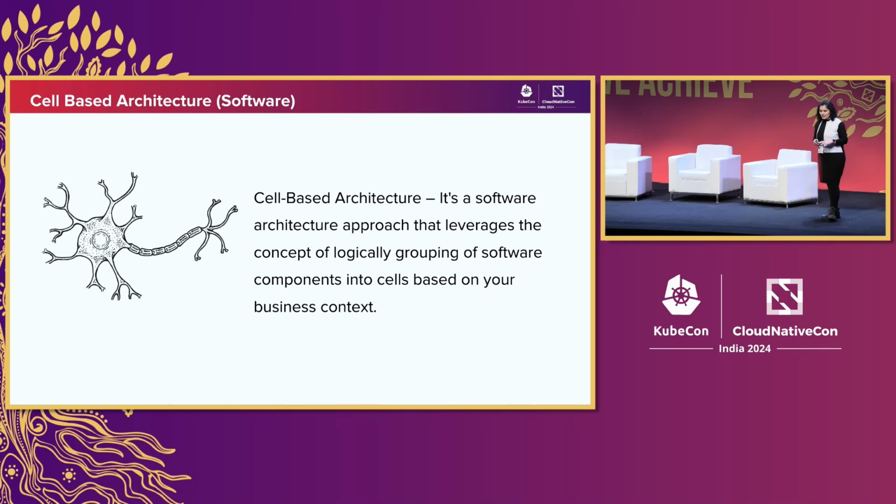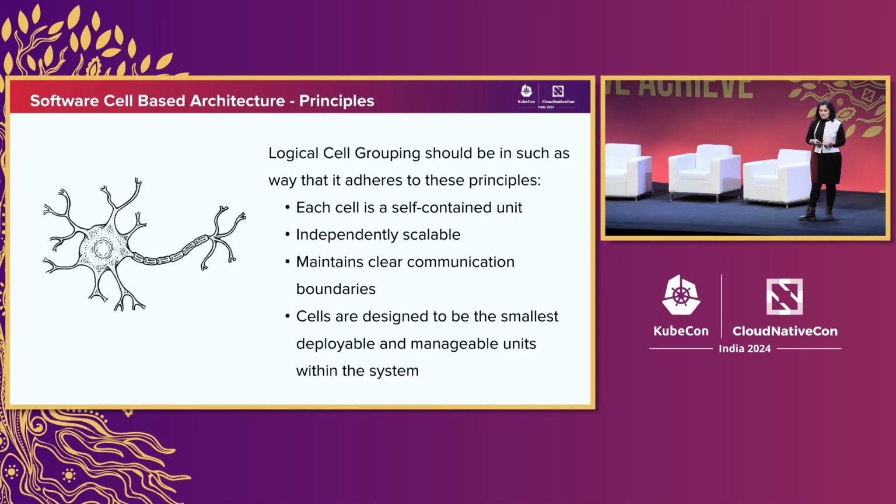Now, cell-based architecture, definition-wise, is a software architecture approach that leverages the concept of logical grouping of software components into cells. And the catch here is that it's based on your business context. Because every software we create is a logical grouping in some form or the other. But if you are creating a cell based on your business context, then that can be called a cell. It's not that you will put anything and everything in a cell, and that will become a cell-based architecture. We'll go into these details now.